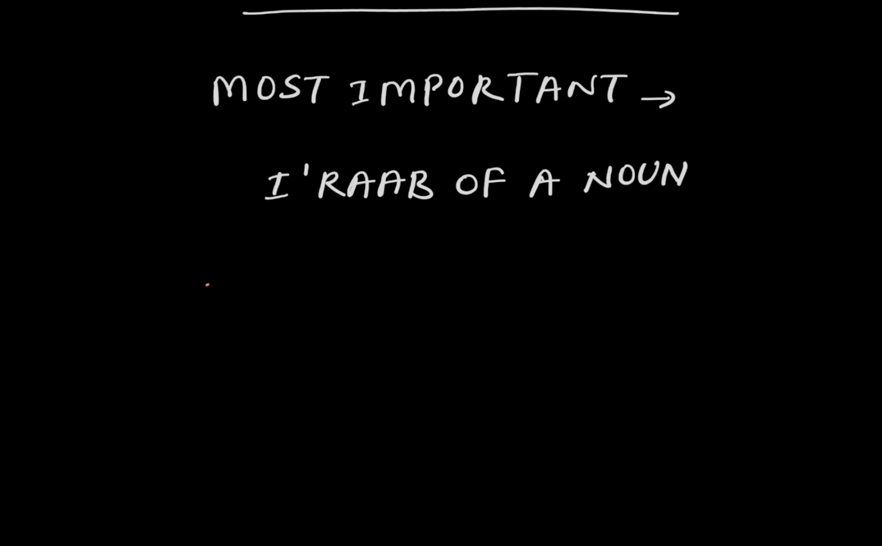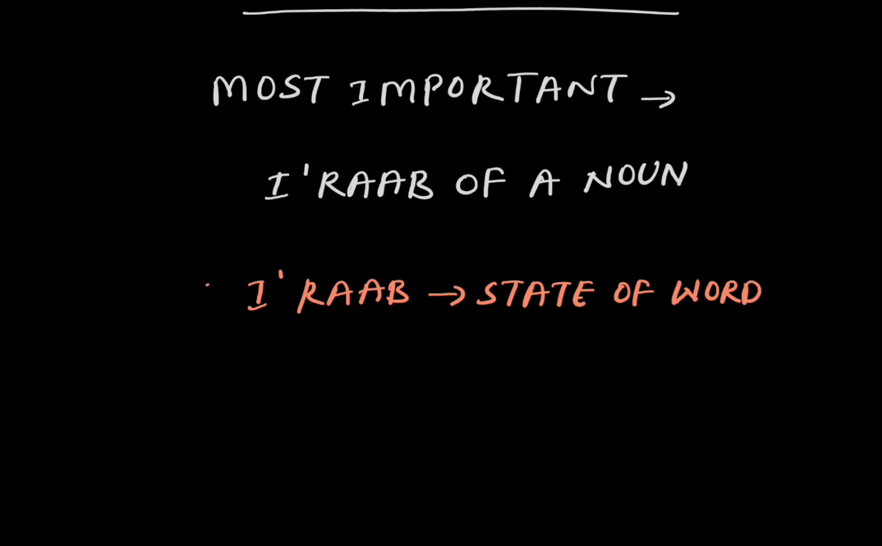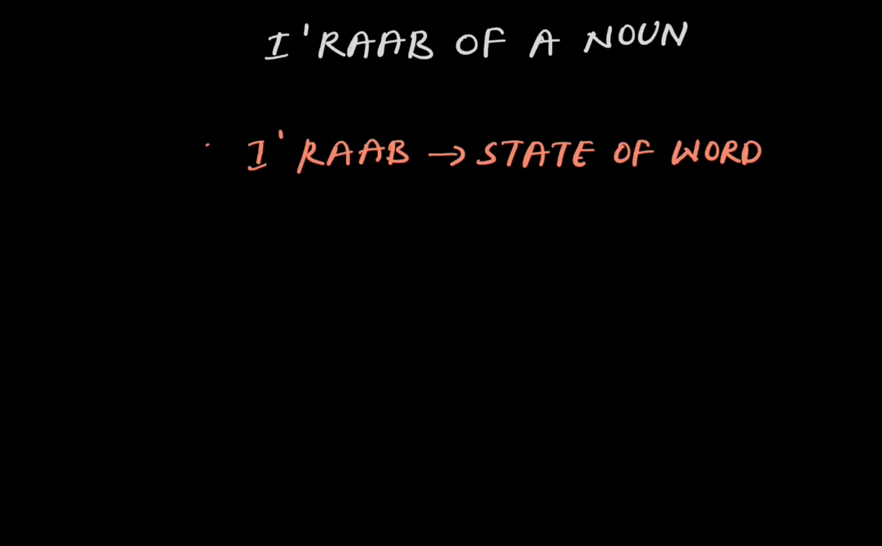As said earlier, i'rab is the state of a word. So here we are discussing the nouns. So i'rab is the state of a noun. The nouns are in three states.